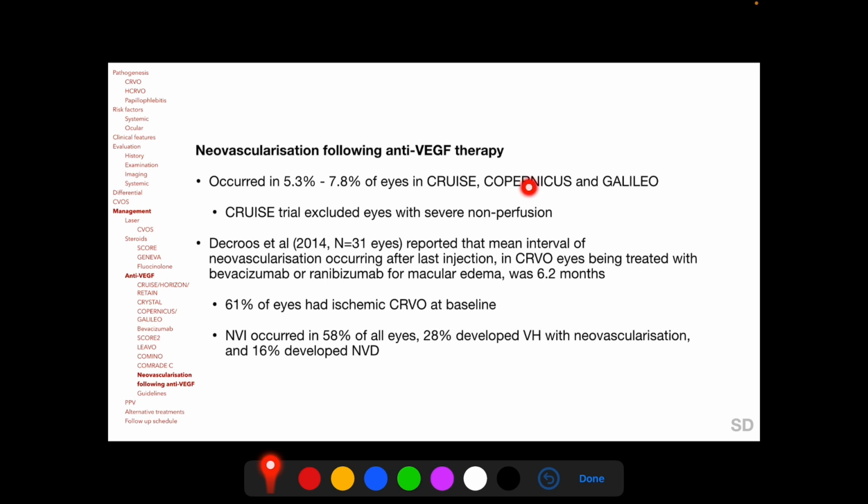in the CRUISE, COPERNICUS and GALILEO trials. The CRUISE trial, however, excluded eyes with severe non-perfusion at baseline. De Cruz et al. reported that the mean interval of neovascularization occurring after the last anti-VEGF injection in CRVO eyes being treated with bevacizumab or ranibizumab for macular edema was 6 months, and the majority of eyes in this study had ischemic CRVO at baseline.